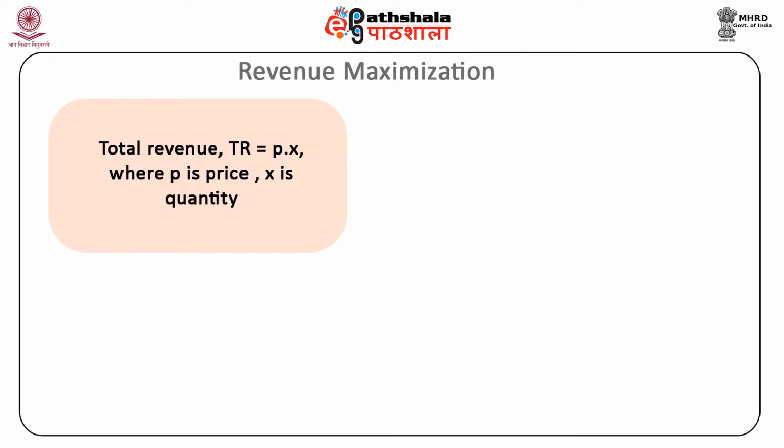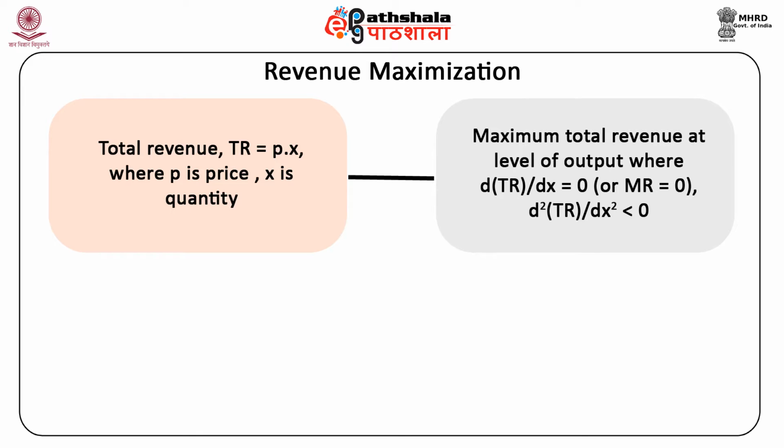Let the total revenue function be equal to P times X, where P is price and X is the quantity. Total revenue will be maximum at the level of output where dTR/dx is equal to 0, or MR equal to 0, and the second derivative of TR with respect to x is less than 0.